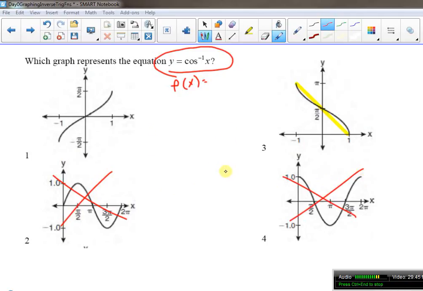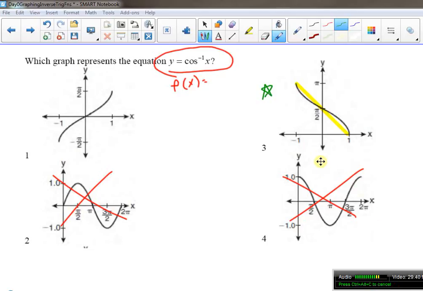And how do I choose? Well, the easiest way to choose is to pick up your calculator, go to a graph page, and hit cosine inverse, and lo and behold, it's going to match up to this perfectly. So that shouldn't be too tough for you. When you don't have a calculator, what would you do?